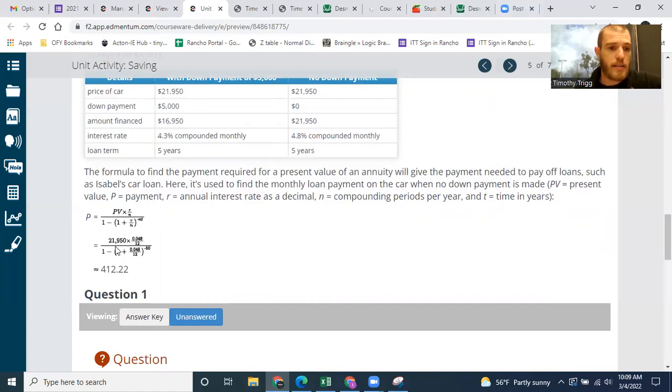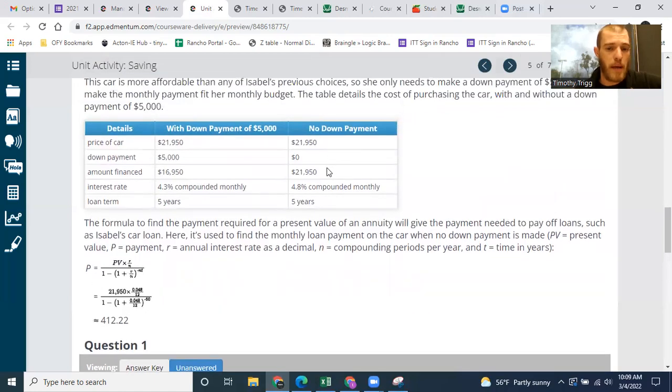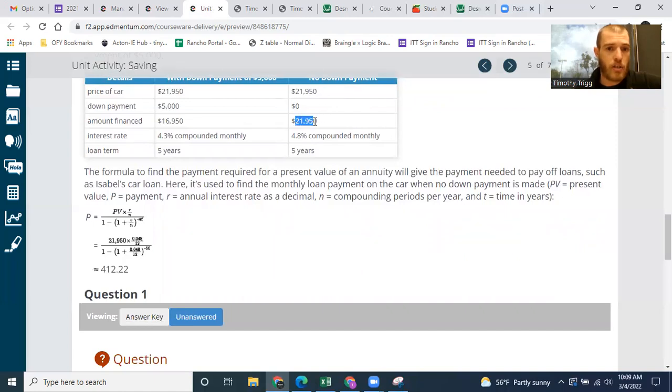So this is the calculation for no down payment. The amount she needs to finance is $21,950. That's the present value, PV. That's why in this formula, you can see she put in $21,950. And the R in this case is 4.8%. Notice she put it as a decimal, 0.048. That's what we're going to do too. Working out this formula, this would be her monthly payment in this scenario. So her monthly payment would be $412.22 every month for 5 years. Pretty expensive.